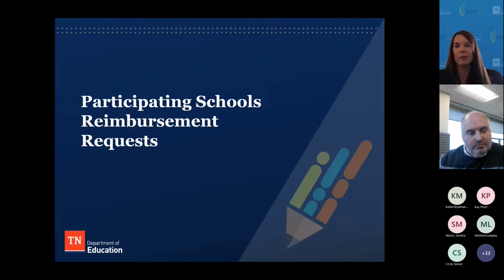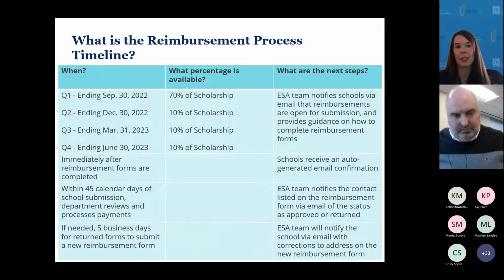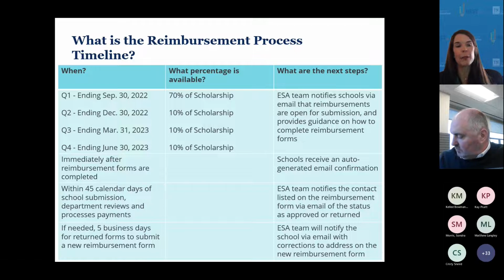Now, on to the reimbursement. This is the reimbursement timeline. It's going to show the percentage of the scholarship that's available, as well as the next steps. As you can see, we have 4 quarters. Quarter 1 ending September 30th, quarter 2, December 30th, and so on.